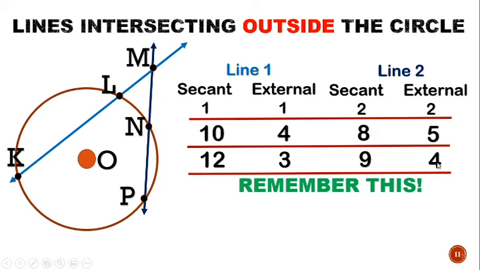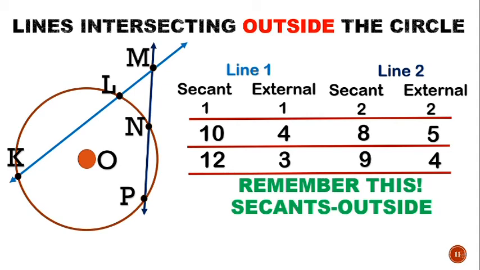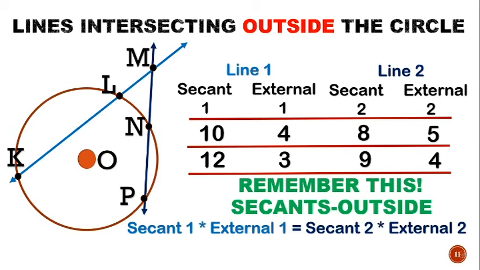What can we say? Okay. For secants intersecting outside the circle, secant 1 times external 1 equals secant 2 times external 2. What do we mean? 10 times 4, 40. 8 times 5, 40 also. 12 times 3, 36. 9 times 4, 36 also. Okay? So, for easy reference, we have S1 times E1 equals S2 times E2, S being used for secant, and E being used for external.